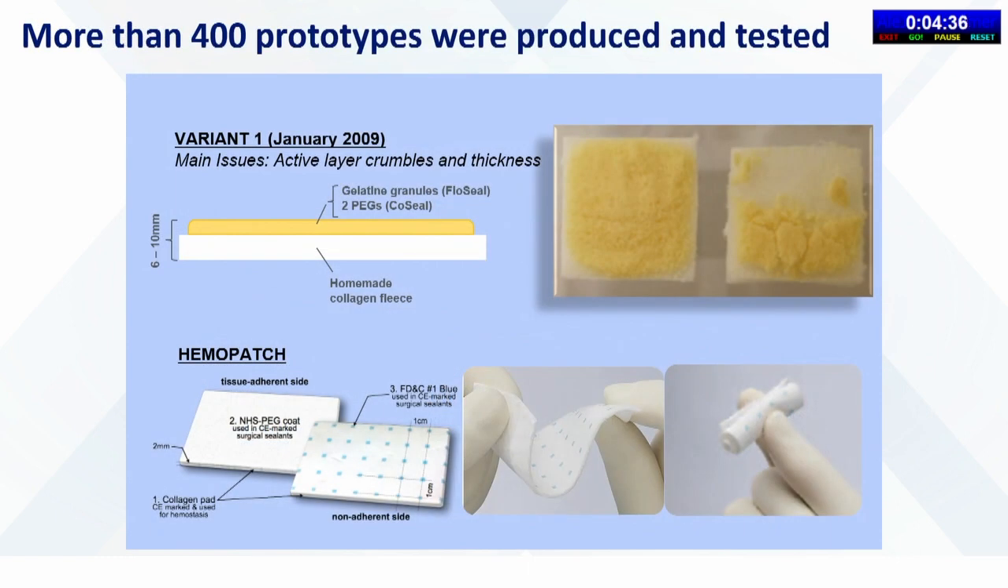This is a product which has been developed in-house at Baxter. More than 400 different prototypes have been developed. Why is this important? Because most of the products are traded like commodities. They go from one company to another company and so on. So this is an in-house R&D product.